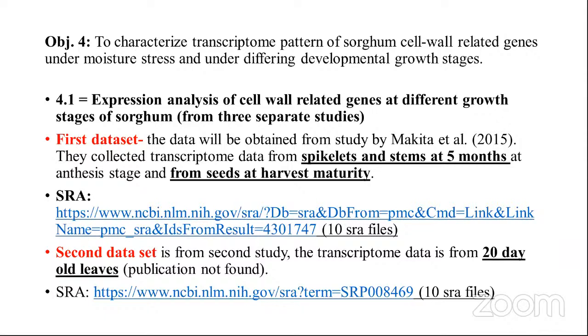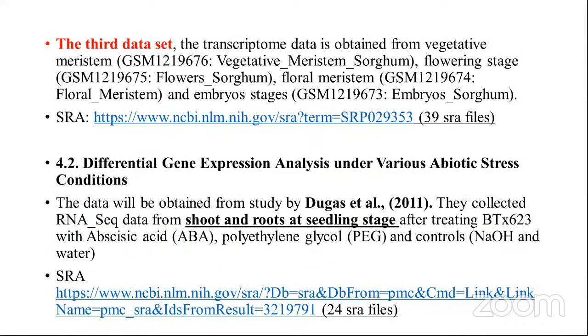The first data set was from a study by Makita et al. 2015, where transcriptome data was taken at the reproductive stage, mainly taking transcription data from spikelet and stem, and from seed at harvest maturity. And here they had transcription data on 10 different samples. On the second data set, transcriptome data was taken from a 20-day-old leaf, and they had 10 SRA files. The third dataset looked into transcription data from vegetative and reproductive stage.